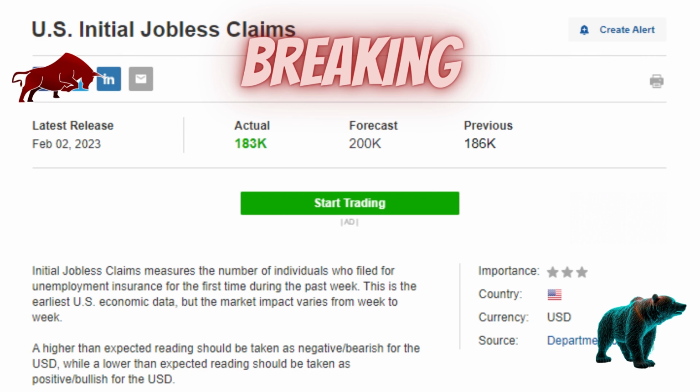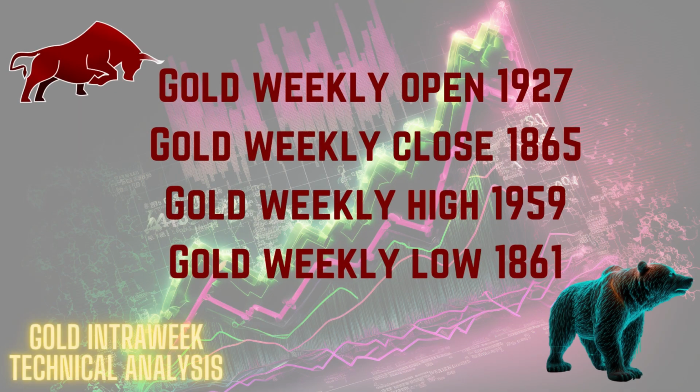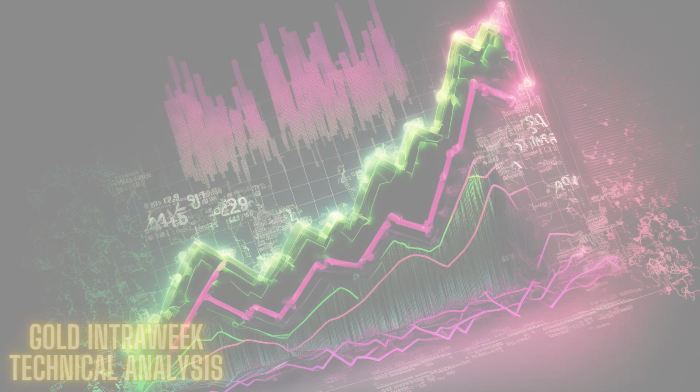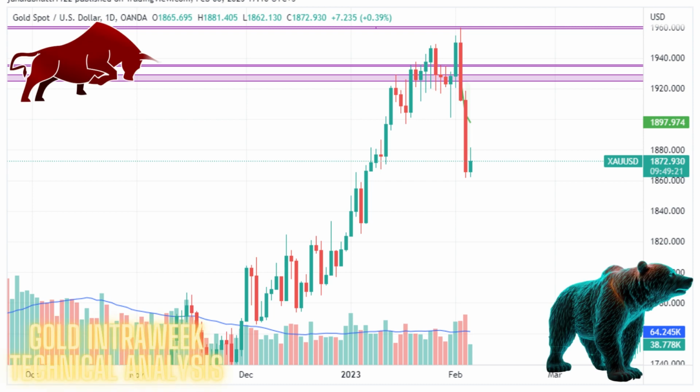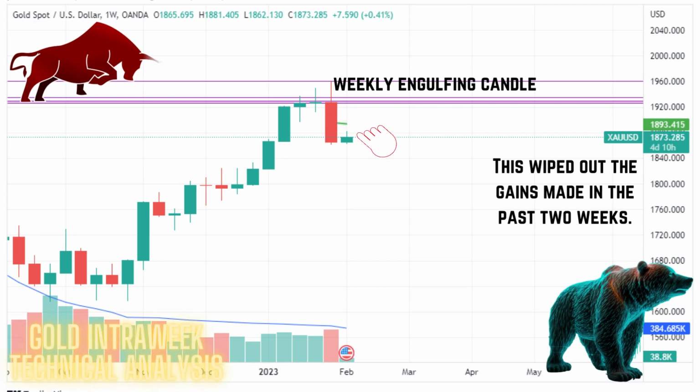The market opened the week at 1927 and closed at 1865 with a high of 1959 and a low of 1861. Despite the strong uptrend in the previous weeks, the market saw a strong downtrend this week, characterized by a strong engulfing candle on the weekly time frame. This wiped out the gains made in the past 2 weeks.